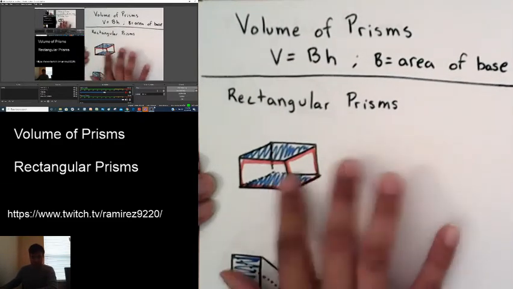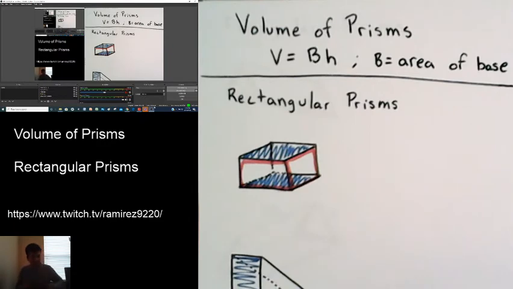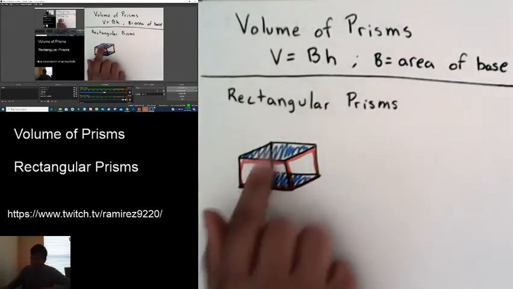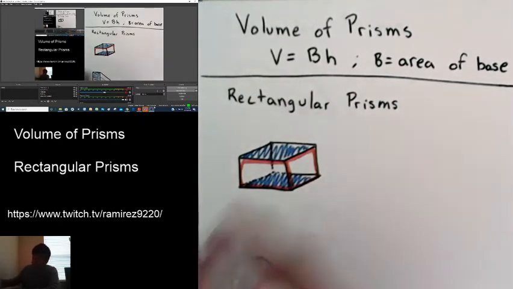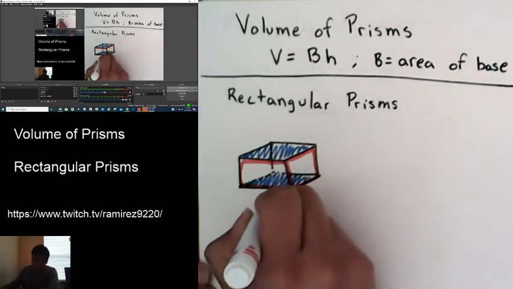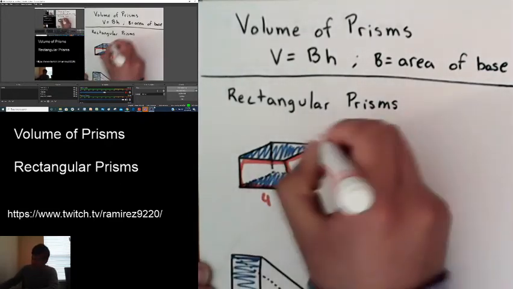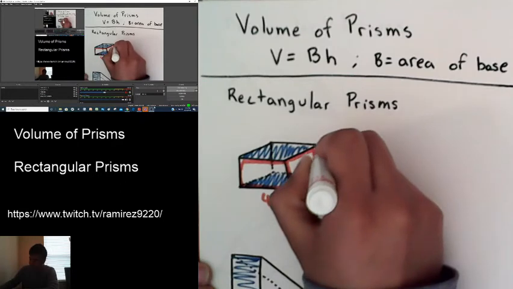What you're going to do as you work with these is you're going to identify your base. So in this case, I already identified my base as these rectangles. Now, obviously, normally they give you some numbers. So let's just go ahead and throw some numbers in there. Let's just say that this was 4, that this was 6, and that this right here was 5.